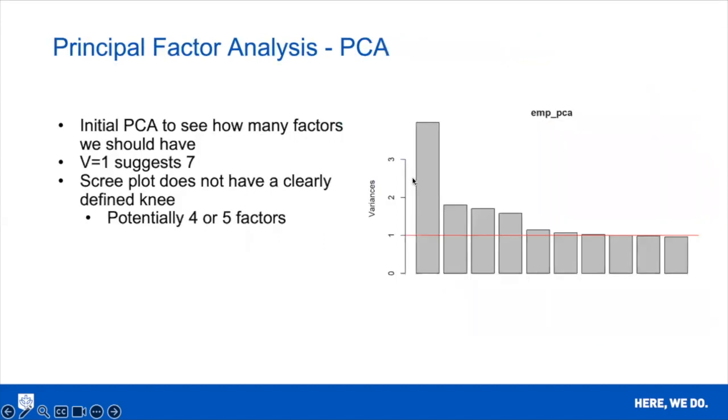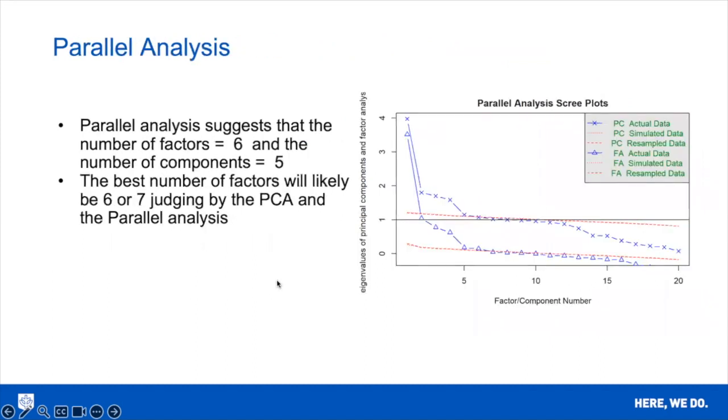So we wanted to move on to principal component analysis to get an idea of how many factors we're going to need. You can see an eigenvalue of 1 suggested about 7. The knee might suggest 4 or 5. Either way, not super clear yet. So we decided to run a parallel analysis on it. This said we should have 6 factors and 5 components.